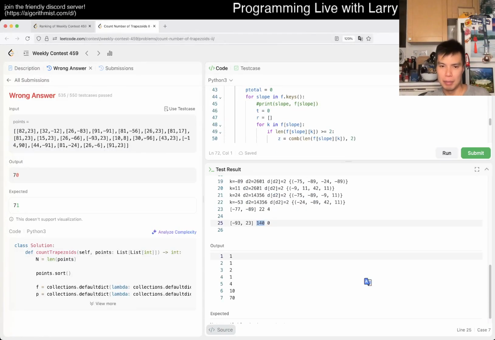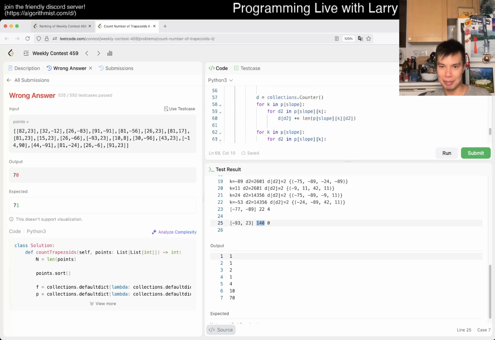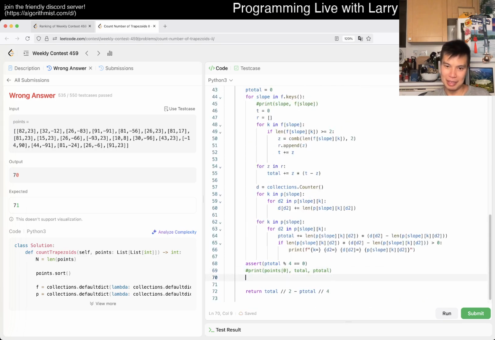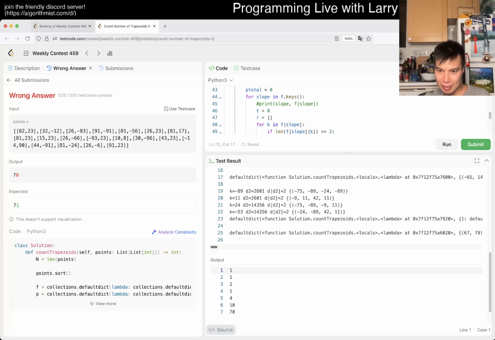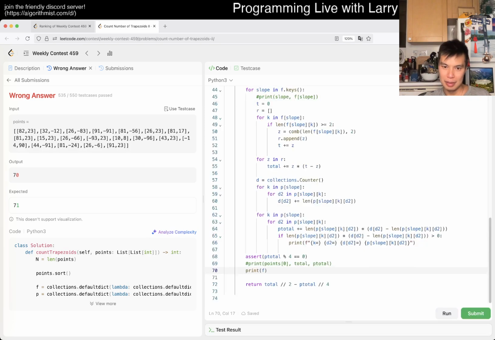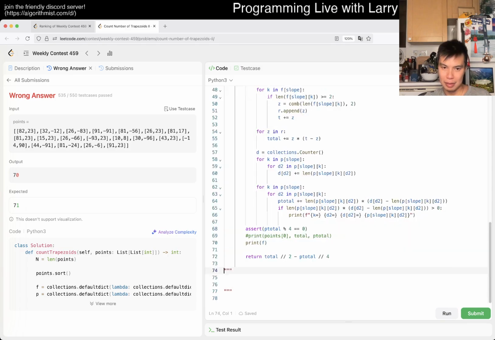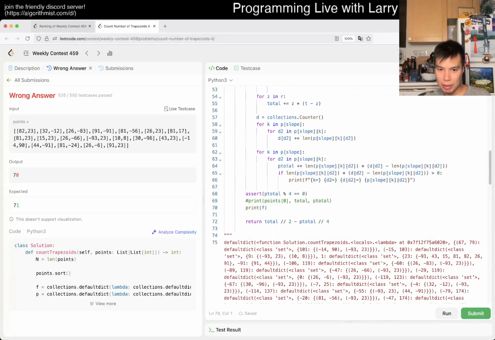I thought maybe I overcounted this, but now this is just wrong, or I'm just wrong somewhere, which is even worse. And how do I even debug this? All right. I mean, the answer is very painfully. Yeah, that's not super helpful.